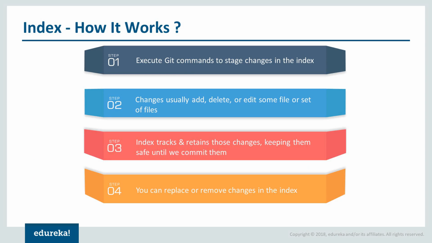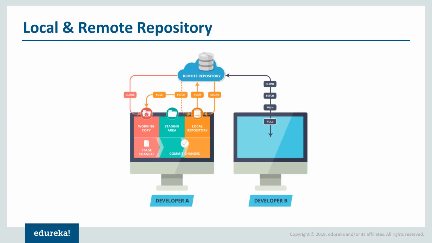Let's see how the index works. In step 1, we execute a git command to stage changes in the index, for example git add. Changes usually add, delete, or edit some file or set of files. These files can be tracked or in a modified state. In step 3, the index tracks and retains those changes, keeping them safe until we commit them. So everything in the staging area will remain safe. In step 4, you can replace or remove changes in the index. So I can unstage those changes, or I can reset my HEAD. So this is what we're talking about.